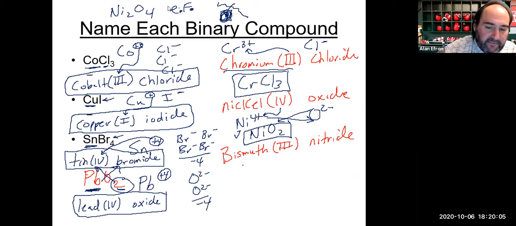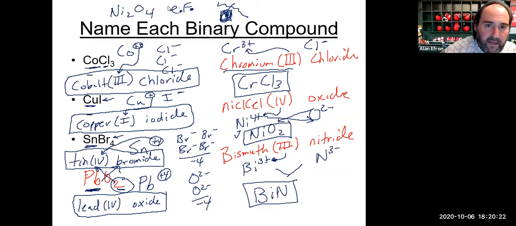Lastly, here we have bismuth 3, which would be Bi 3 plus, again from the Roman numeral. And here this is nitrogen, which is group 5, which is a minus 3. So it looks like in that case, we just need one of each of those guys and we will have it. Questions on type 2, how to name them, how to write the formulas? Any questions on any of that stuff there? Okay.